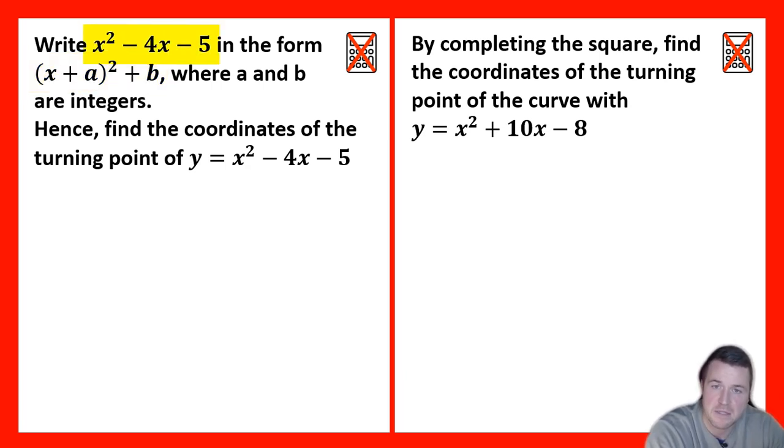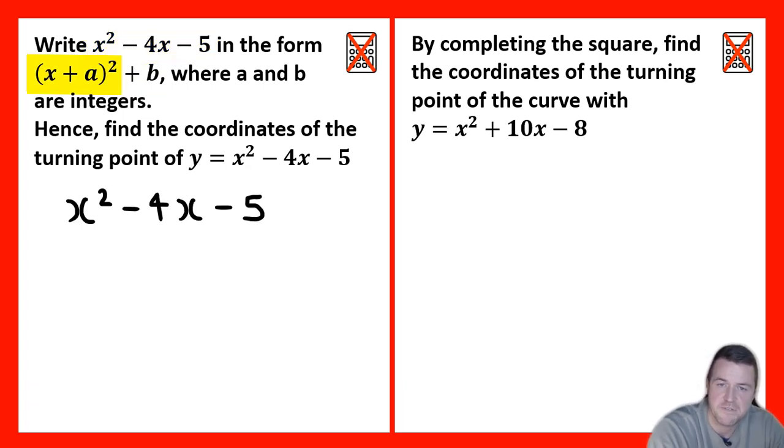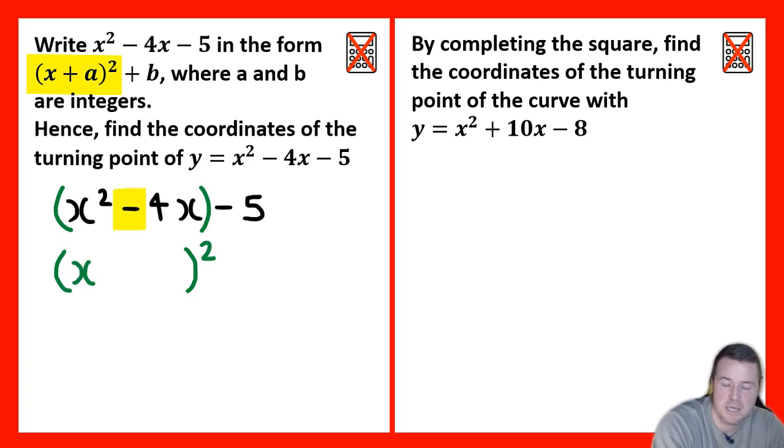So if we're completing the square for x squared minus 4x minus 5, we need to think about a squared bracket, which will give us x squared minus 4x when expanded. And we can do that quite quickly by having a squared bracket with x, keeping the sign the same that's in between the two terms, and then halving the coefficient of the x term to give me 2.